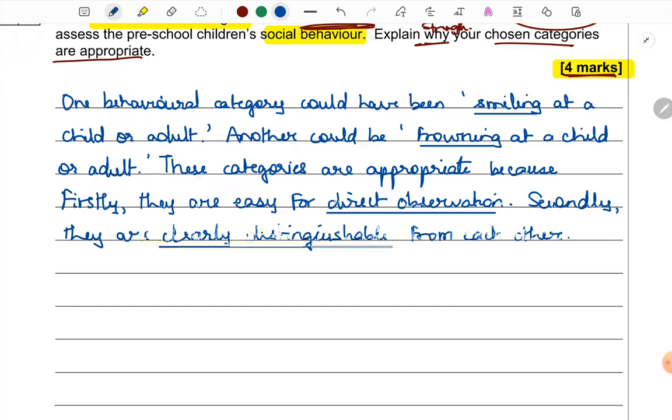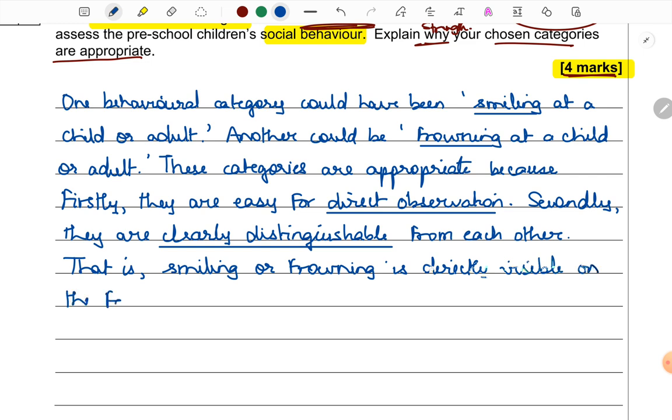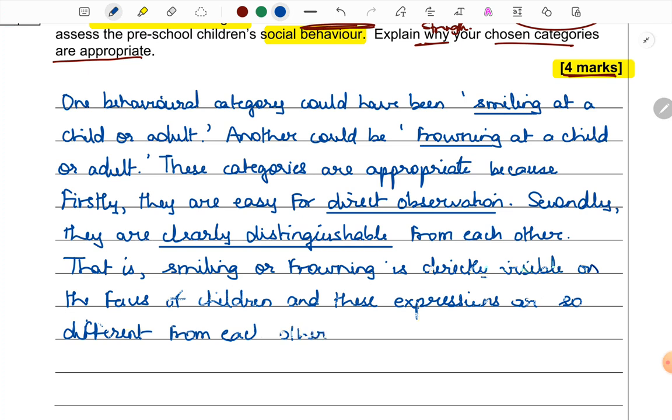Now, combining the points and relating it with the scenario which is given, that is, smiling or frowning is directly visible on the faces of children, and these expressions are so different from each other that the researcher is unlikely to confuse between them. Okay, so that is for that answer.